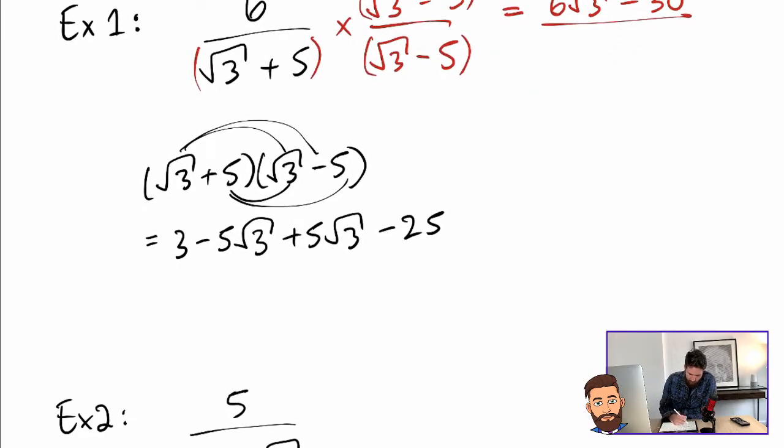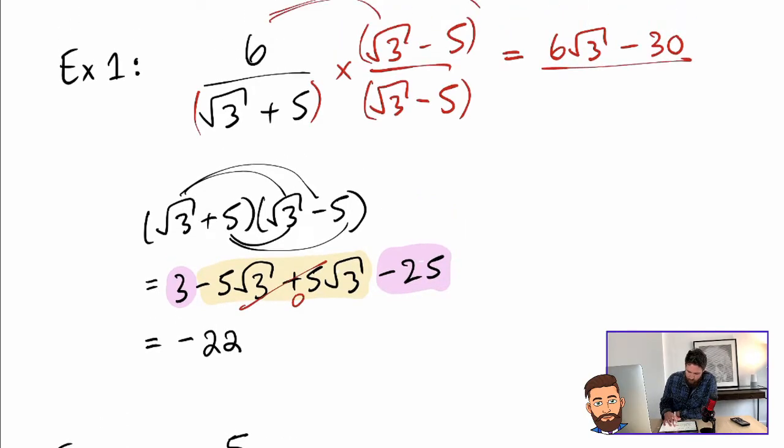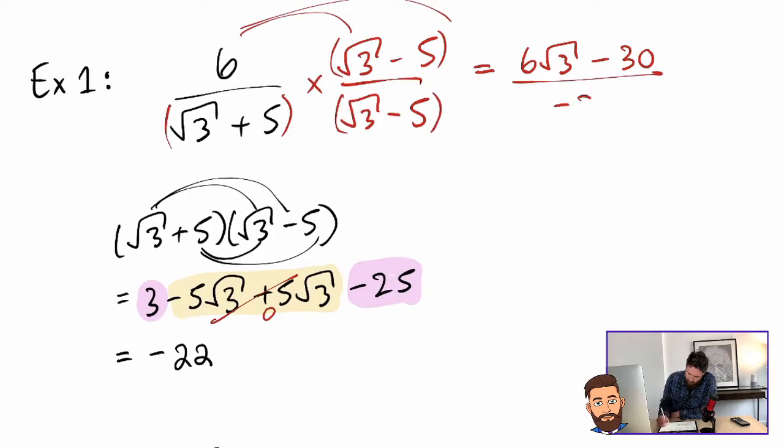What happens here? These two surds will cancel, and the square number and the whole numbers can be simplified. So we've got 3 minus 25 is minus 22. And then you've got minus 5 root 3 plus 5 root 3, which cancels to 0. So we just end up with minus 22. So the bottom of this will be minus 22. And that would be our final answer.